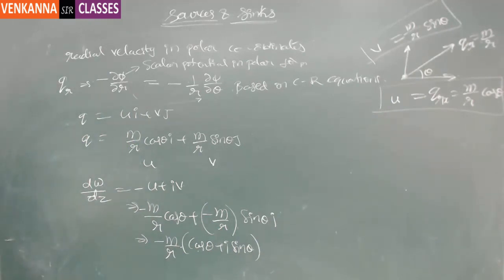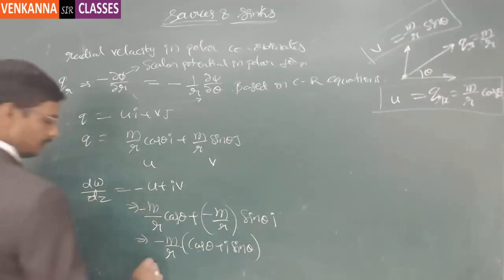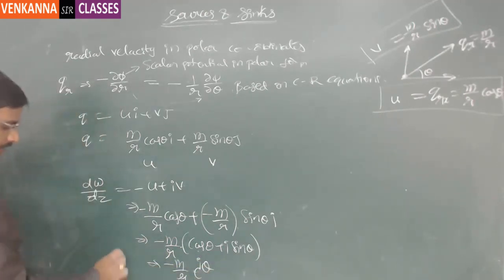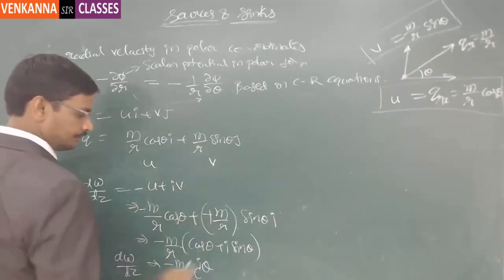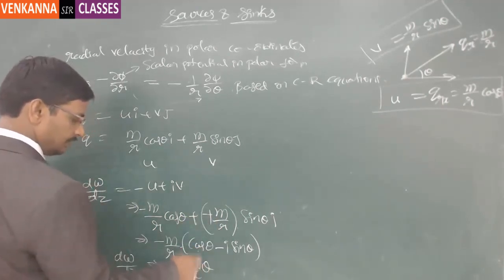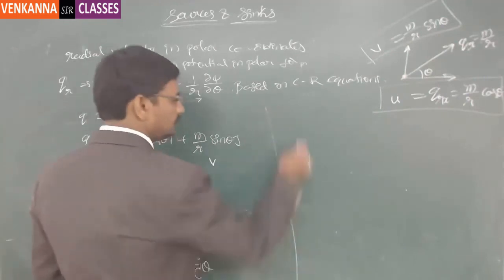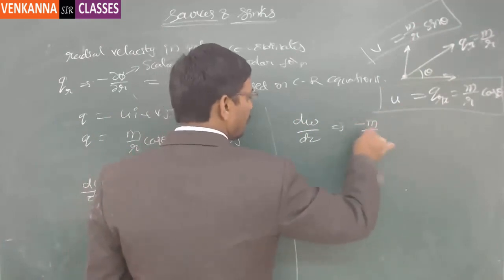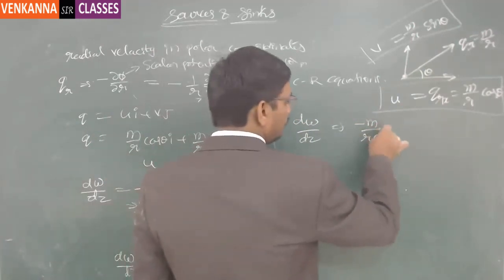Got it? Cos theta plus i sin theta. Now this can be written, by Euler's theorem, as minus m by r into e power i theta. So this is dw by dz. Sorry, this is plus. Then this will be minus and this will be minus. So dw by dz is equal to minus m by r into e power i theta.